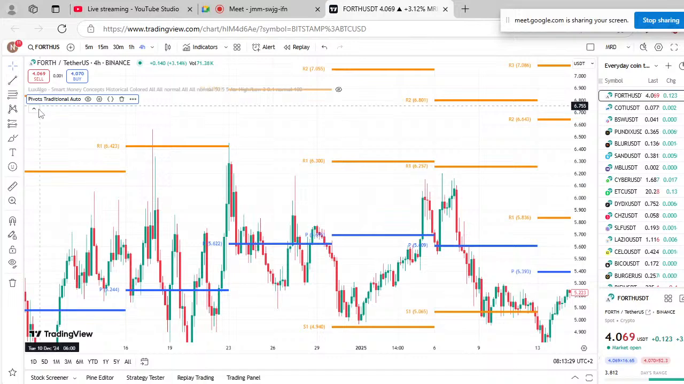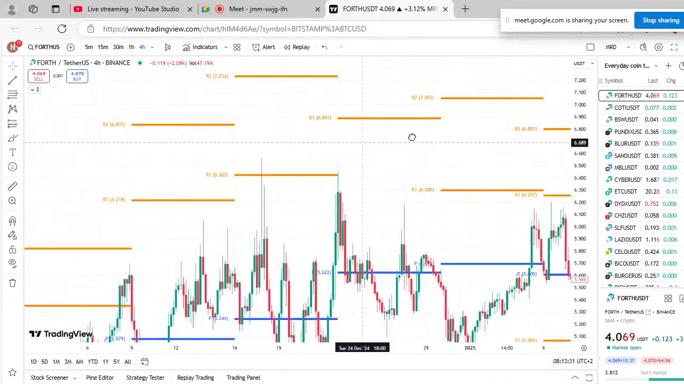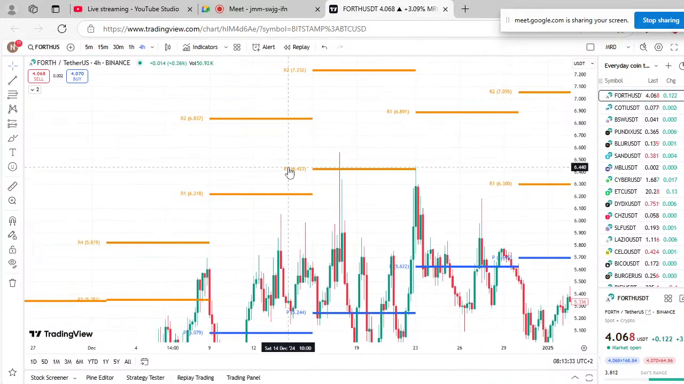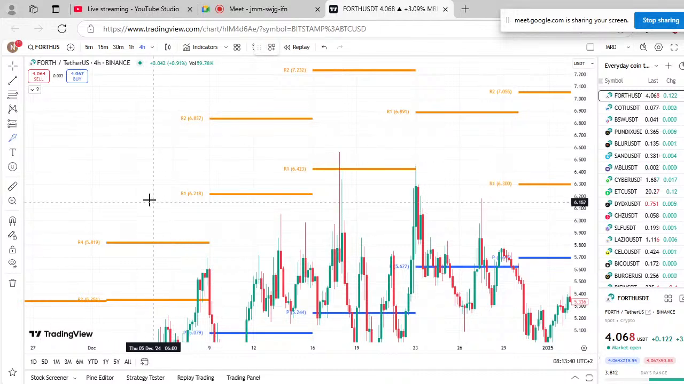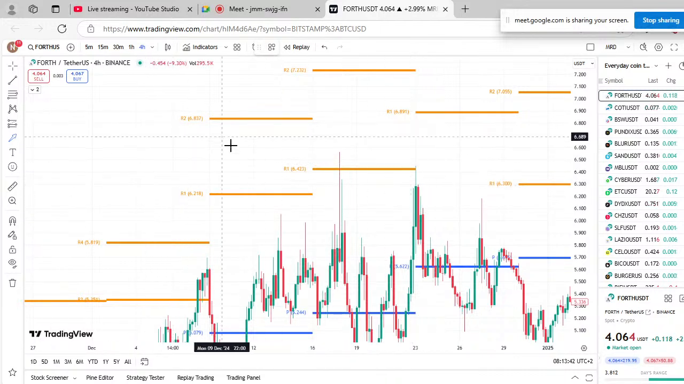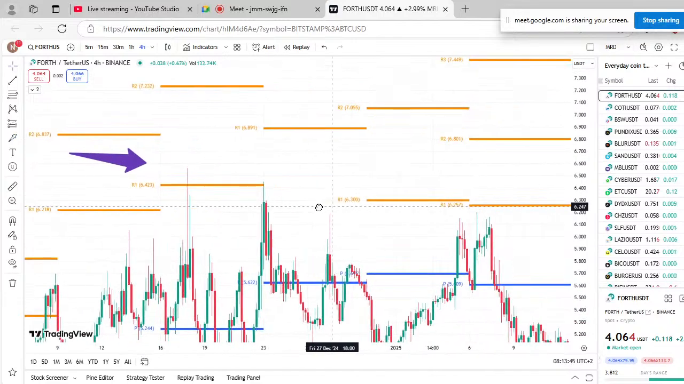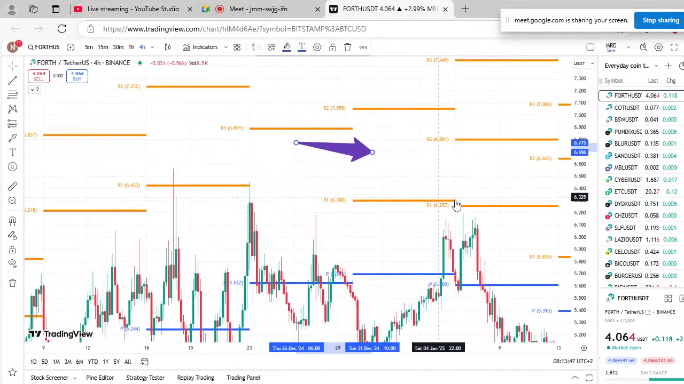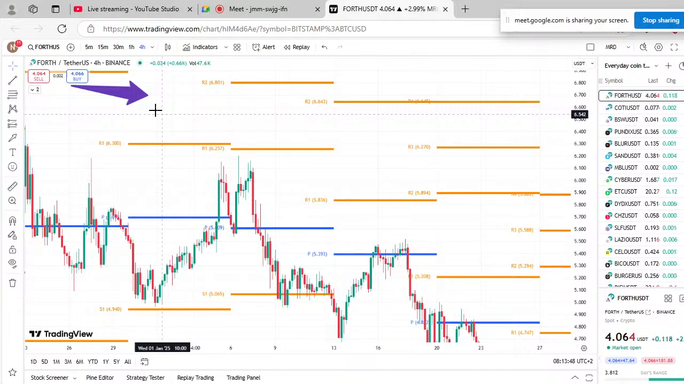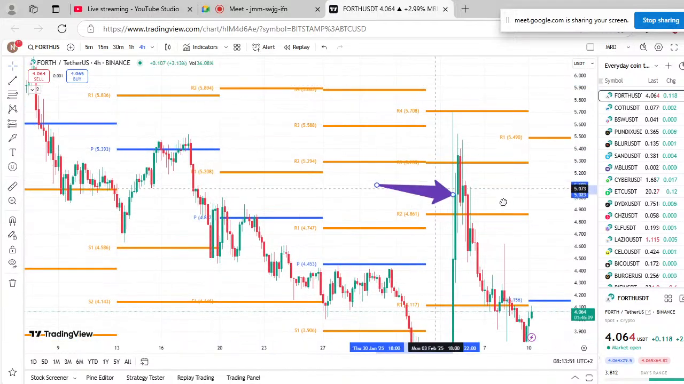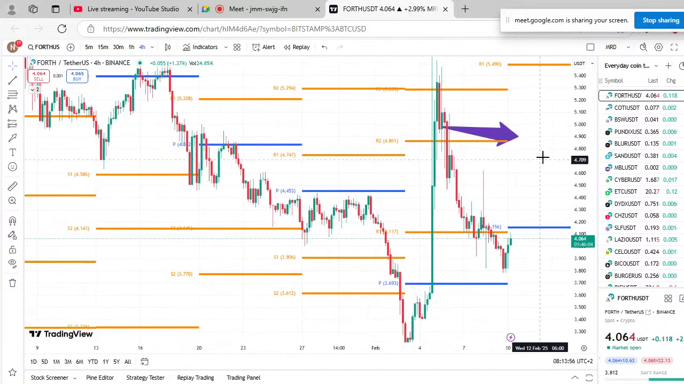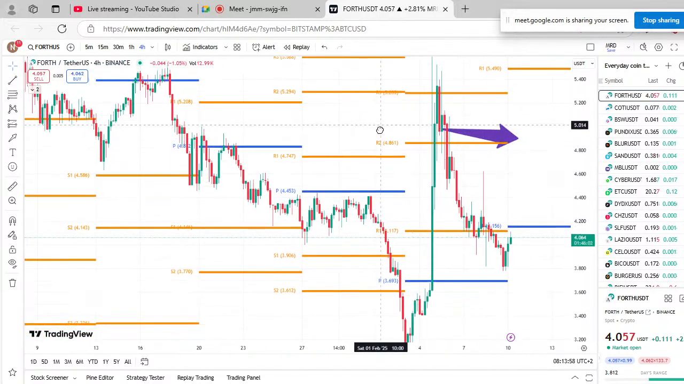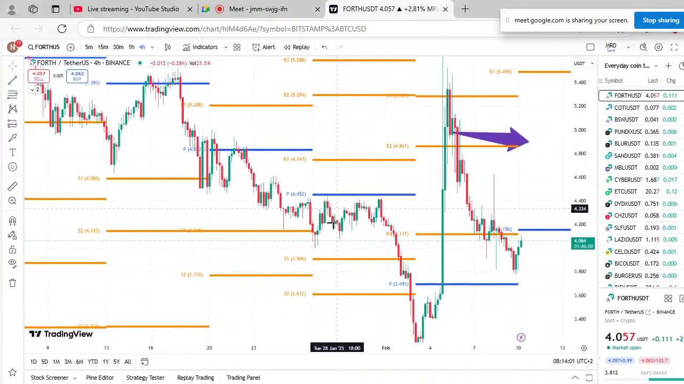Okay. So the lines you are seeing in the chart, they are marked. You can see support 1, support 2, support 3. So everything is there. Resistance 1, resistance 2. Okay. So let's go to the current price. Now the current price is here. We are here with the current price. I want you to look at this point.